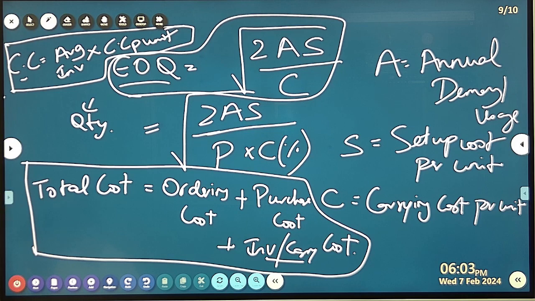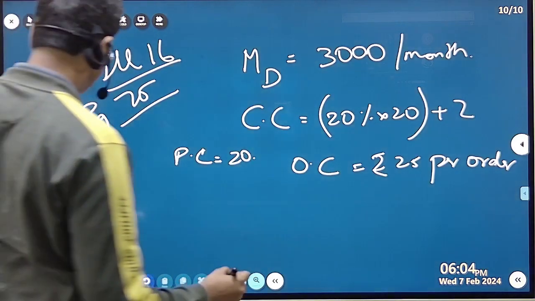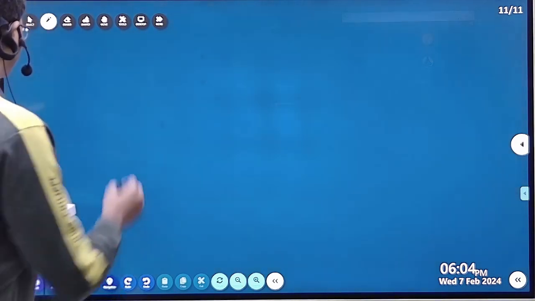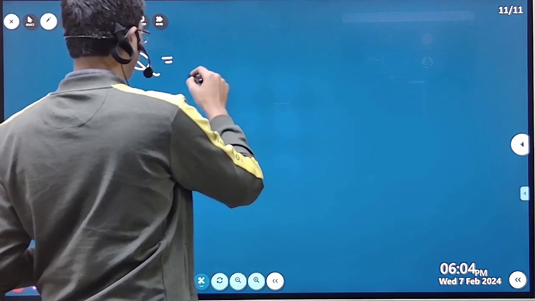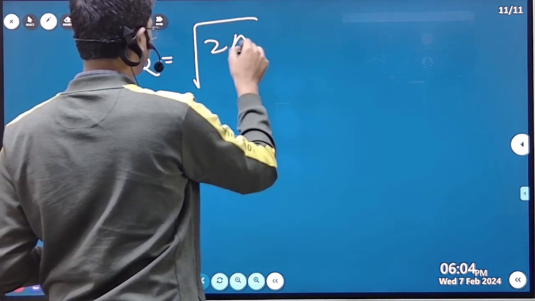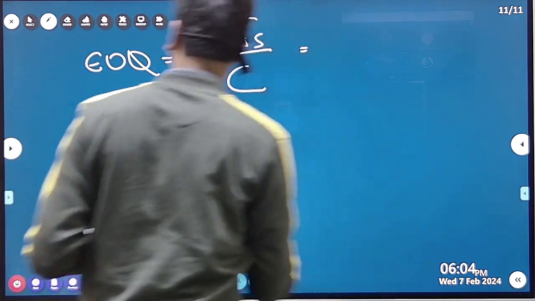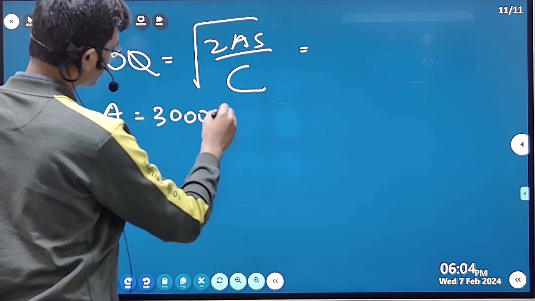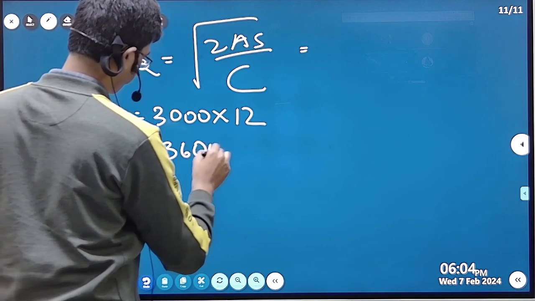You're done copying? Yeah. So here, what is the first part? He says find EOQ. So let's proceed with EOQ. So tell me, what is the formula of EOQ? Under root 2AS by C. Correct. So now what is A? 3000 into 12. That is 36,000 units.